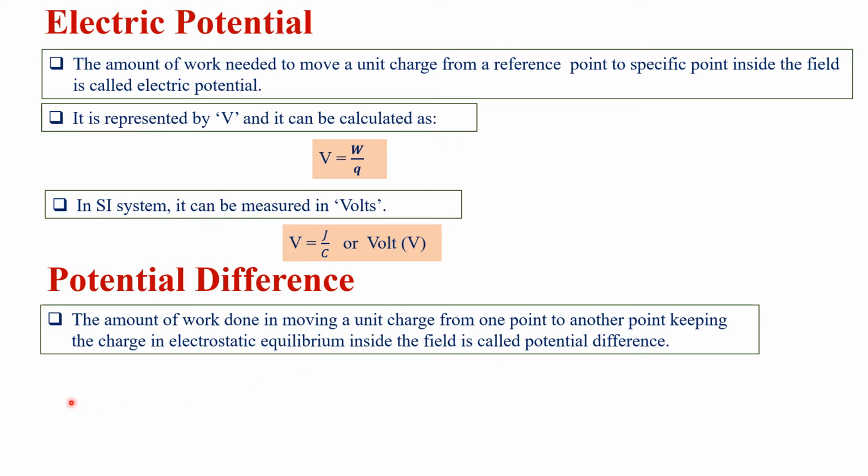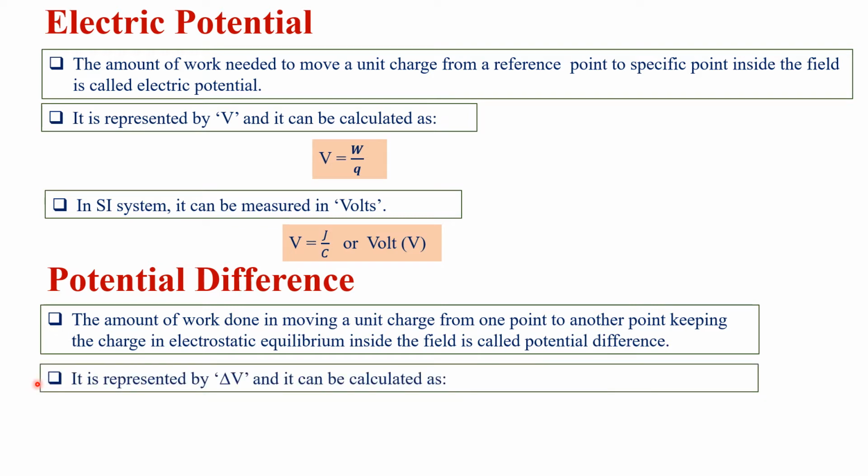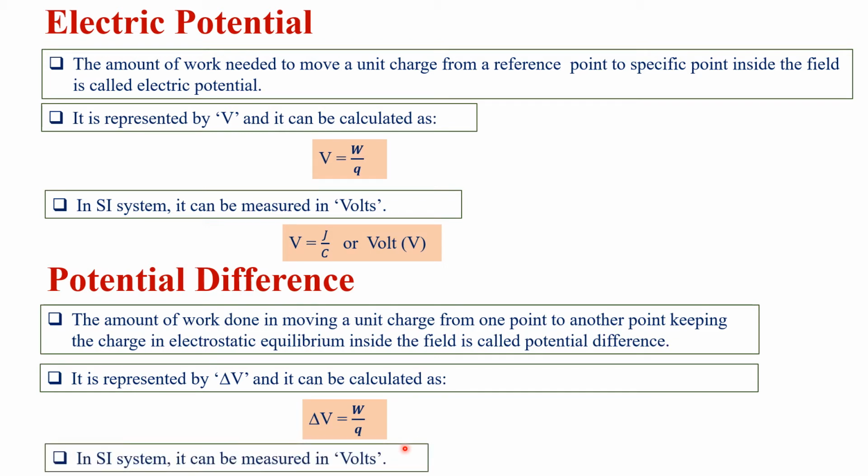It means that movement of charge is done in electrostatic equilibrium. When we move a unit charge from one point to another point, we keep the electrostatic equilibrium. So we get the potential difference when we move a unit charge from one point to another point in electrostatic equilibrium. It is represented by delta V. Its formula is delta V equals W upon Q. W is work done and Q is magnitude of charge. In SI system, it can be measured in volts.